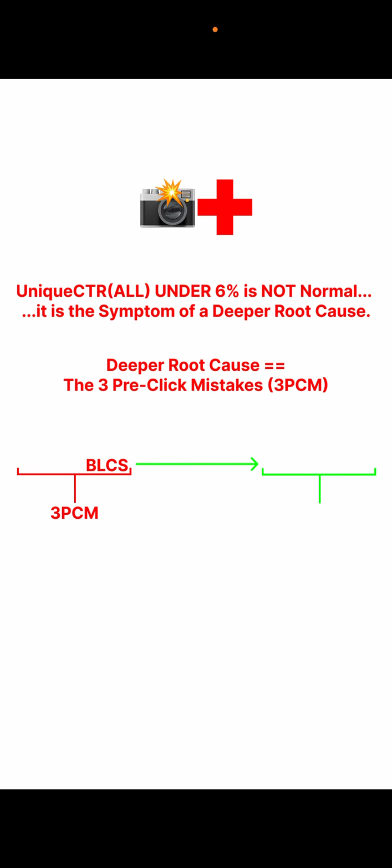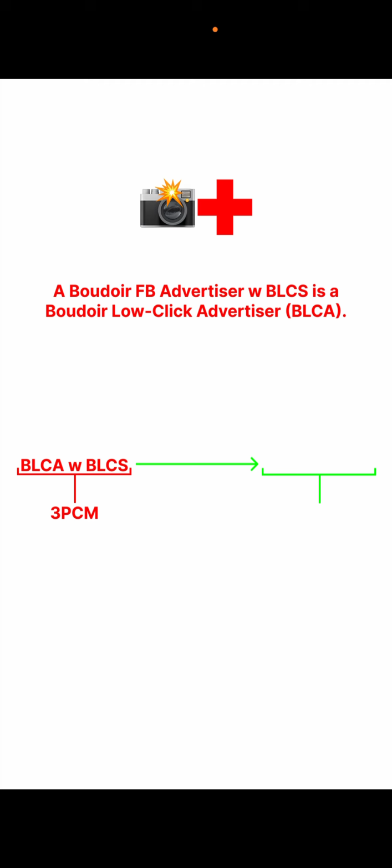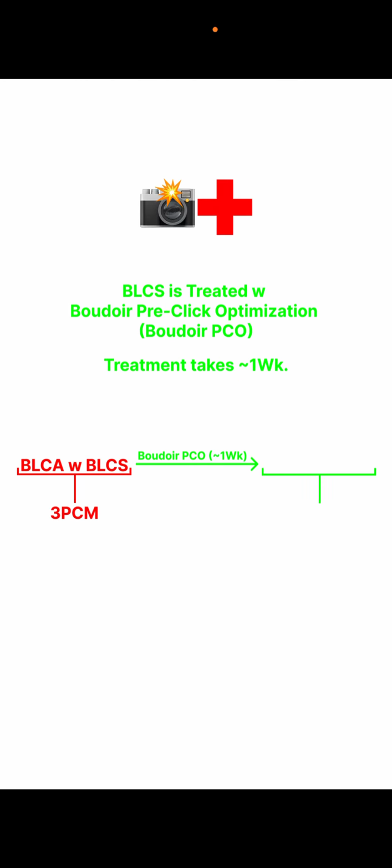So that's BLCS. And unique CTRL under 6% is not normal. It is actually the symptom of a deeper root cause, and that deeper root cause is the 3 pre-click mistakes. So we see our universe taking shape here on the bottom. A Boudoir Facebook advertiser with BLCS is a Boudoir low-click advertiser, BLCA. BLCS is caused by the 3 pre-click mistakes. Next, BLCS is treated with Boudoir pre-click optimization, aka Boudoir Pico.